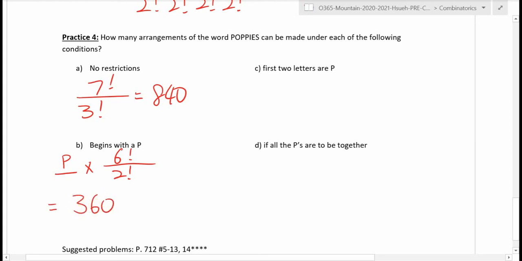Okay. Part C, the first 2 letters are P's. Well, that means it has to be P, and then P, and then we have 5 letters left. And now they're all different. So then it's just going to be 1 times 1 times 5 factorial. Right? Because the first 2 letters are all P's. You shouldn't say that there are 3 choices for P and 2 choices for P, because they're all just P's. If you put this into a calculator, it's 120.